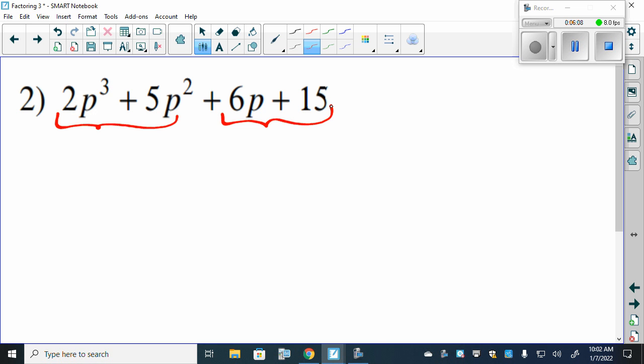Now if I look at this first set here, 2p cubed and 5p squared, is there a greatest common factor between the two? Well, there's not a number, but what do they have in common? P squared, because the first one has 3, the other has 2. So I can factor out a p squared. I can pull 2 of those variables out of both. If I pull 2 of them out of 2p cubed, I'm left with 2p. If I pull 2 of them out of 5p squared, I'm left with plus 5.